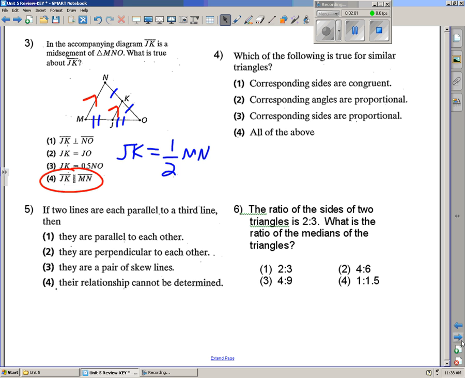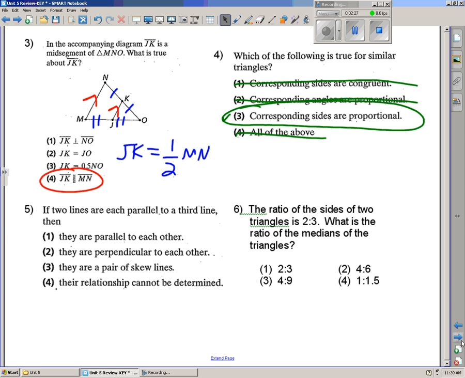Number 4, which of the following is true for similar triangles? Well, corresponding sides are never congruent. They're always proportional. So this is definitely gone. This is true. But let's see. I'm sorry, not corresponding angles. That's not true. Sorry. This is true. Corresponding sides are proportional, not congruent. Angles are always congruent. It's not all of the above. It's just choice 3.